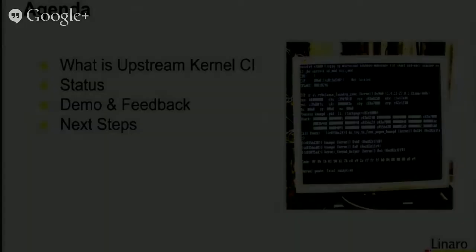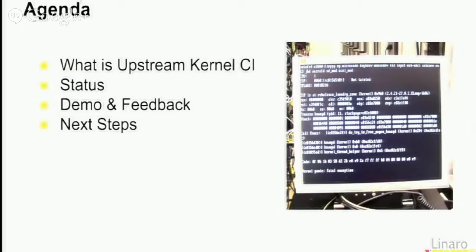Okay, so the agenda is going to be what is Upstream Kernel CI, status, and then we're going to do a demo, maybe a couple demos to see how this works and see if there's a better way we could go about enabling this for developers, and then the next steps. So we really want you guys to be involved and have a discussion. If something doesn't look right or there's a use case we're missing, please bring it up and we'll have that discussion. That's the format that I'm looking for.